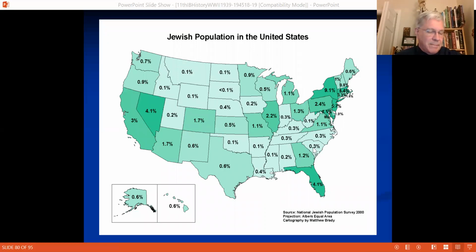Next bullet point. Reaction to the Holocaust in the Americas. This is a very interesting situation here. Jews were not being treated very well in Nazi Germany. Yeah, that was probably the low point.